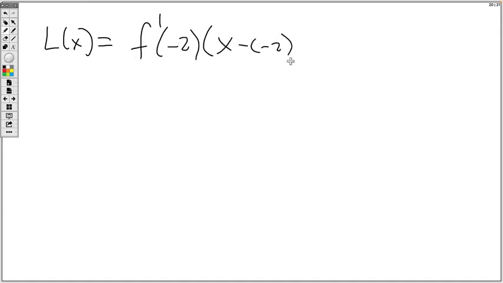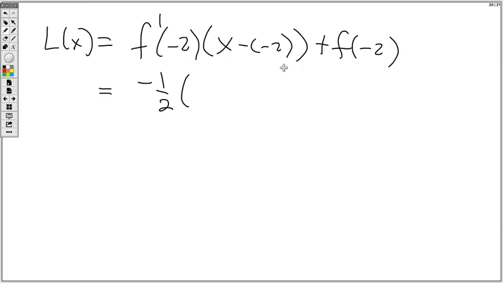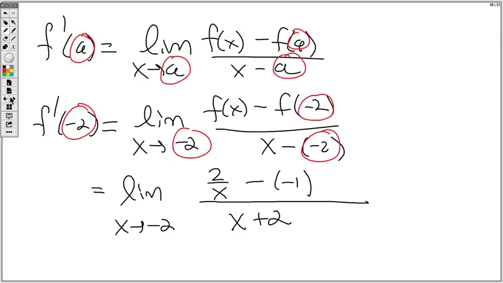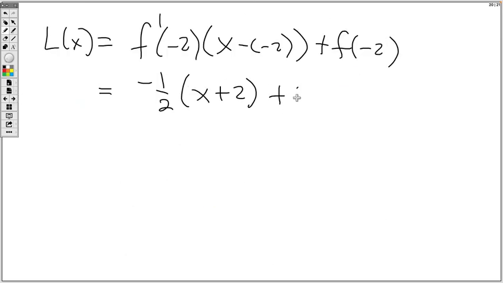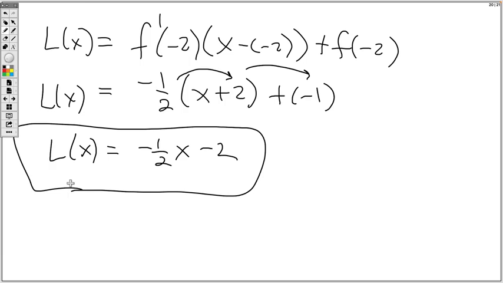So now we go back to our tangent line. f prime at negative 2 times x minus negative 2 plus f of negative 2. And we got that derivative, negative 1/2 times x plus 2. And then what was the function itself? Negative 1. And once again, feel free to simplify. We'd have a negative 1/2 x. And then what would happen here? And then we'd have another what? There it is.